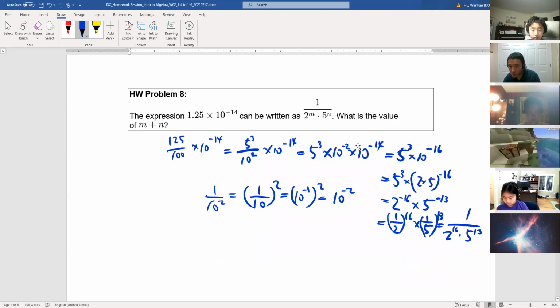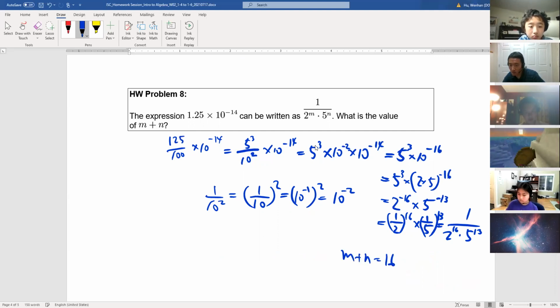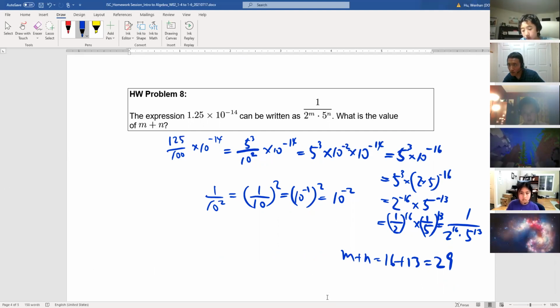And then we already achieved this form. So we know m is 16, n is 13, and we add them up. So m plus n is 16 plus 13, which is 29. That'll be the answer. Any questions on this? Feel free to ask. This session is for you.